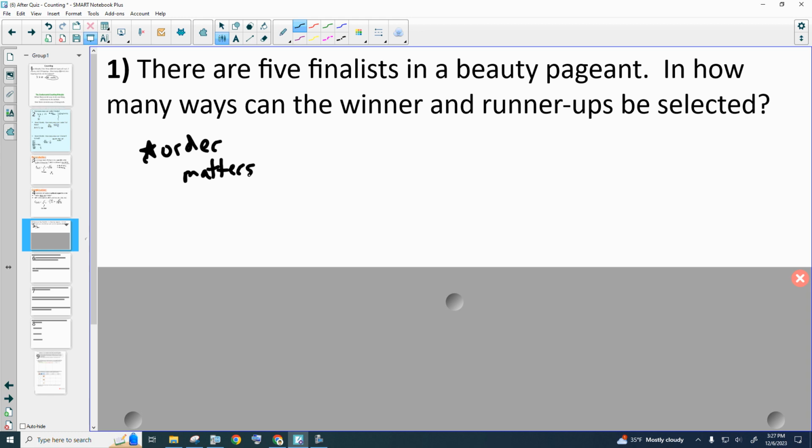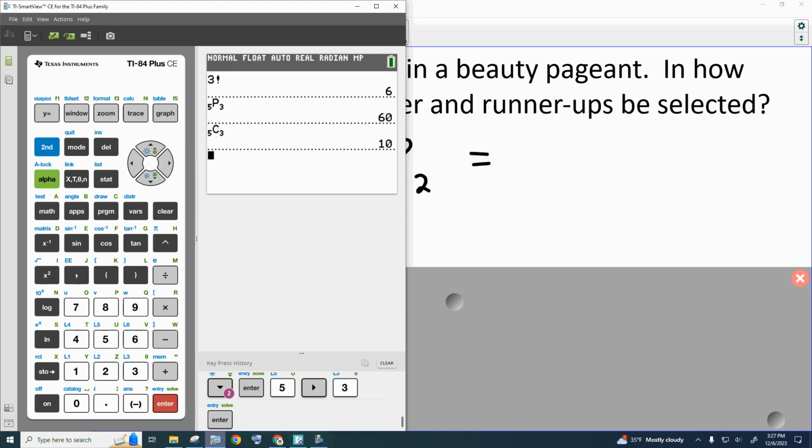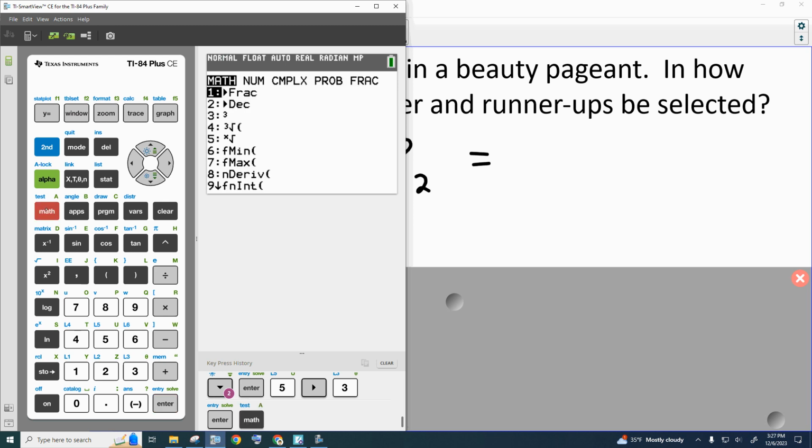So I would take this and I would go P, this is my one with order matters. There's 5 options. We're choosing 2. And I can use my calculator. So I'm going to do a couple on the calculator so you can see it, and then we'll do a couple where you have to do it yourself. So this is a permutation because the order matters. Math, probability, down to permutation.